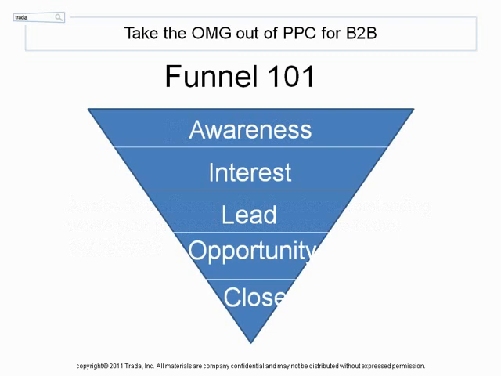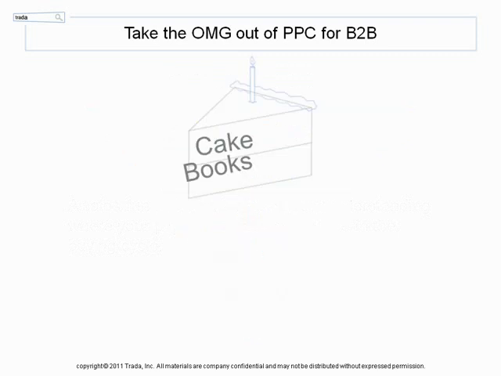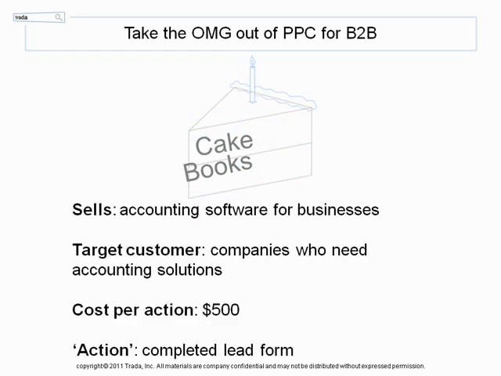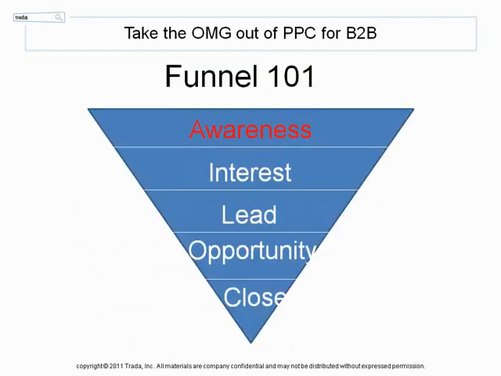So we will use the fictional but awesome sounding example of cake books and look a little bit closer at what each part of the funnel really means. So here's a little something about cake books. They're a company that sells accounting software for businesses. Their target customer is companies of any size who want accounting solutions. So it could be a dentist's office all the way up to a big enterprise company. Their cost per action is $500. The action that they're looking for is a completed form on their landing page. So here are some of the things that a person in each part of the funnel might say.